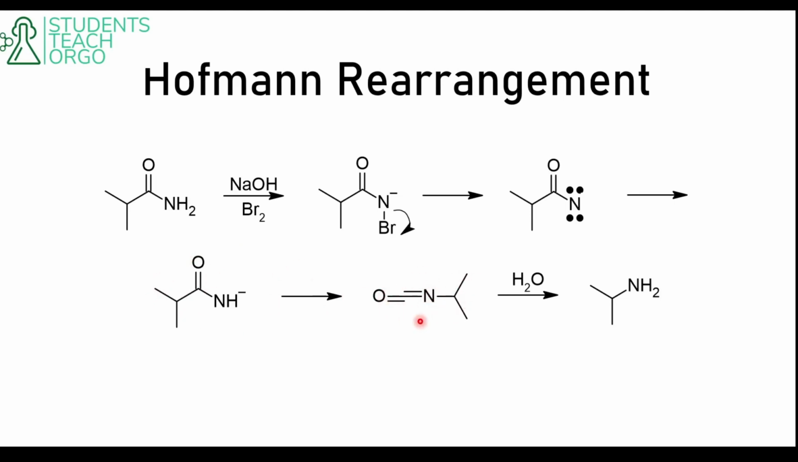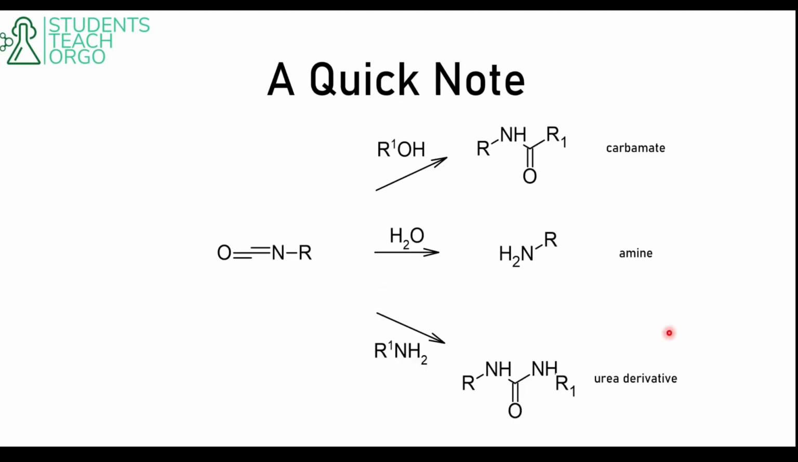But this isocyanate intermediate, and then treating that with water will give you the amine. Quick note about the isocyanate. We are treating it with water in our steps in order to produce the amine, but you can also treat it with other sorts of compounds. And then that will give you different products.